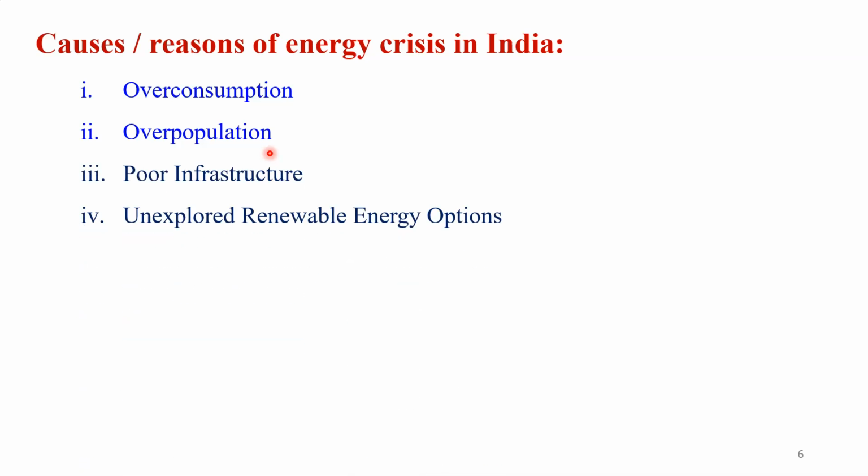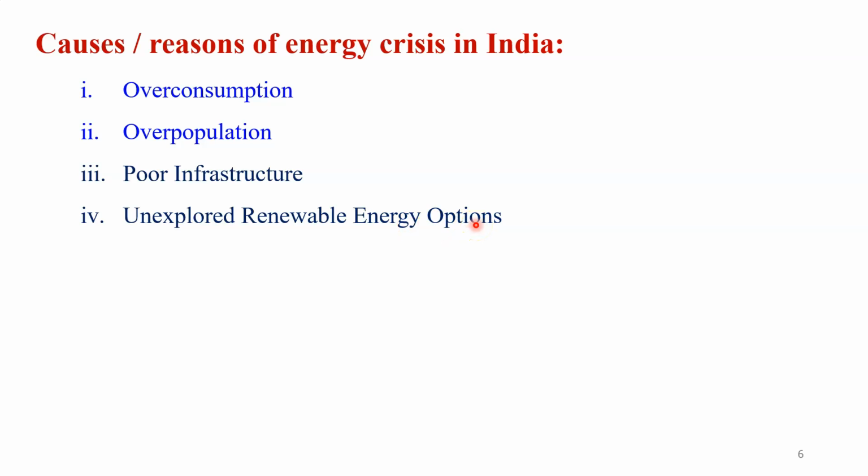Third important reason of the energy crisis in India is poor infrastructure. Dear student, this is a very important reason of energy crisis in India. Due to poor infrastructure in remote villages, energy crisis can be observed. The next reason of energy crisis in India is unexplored renewable energy options.